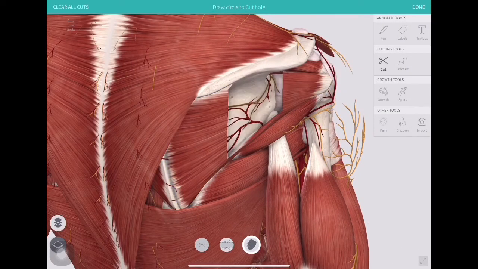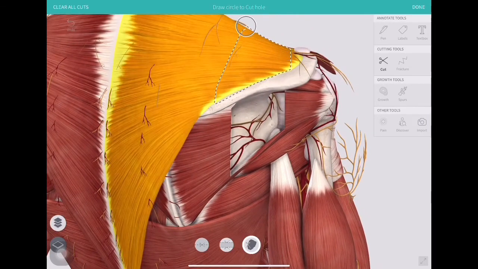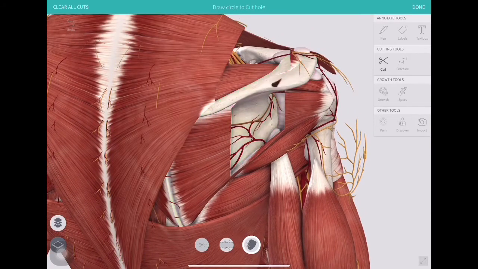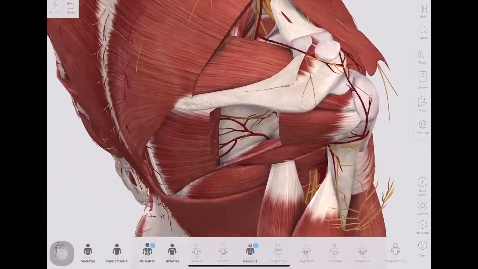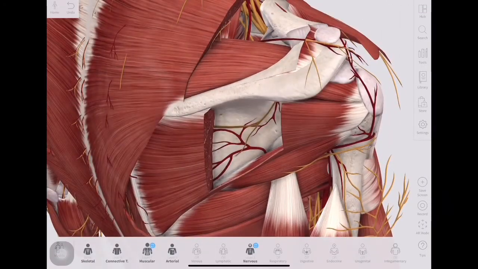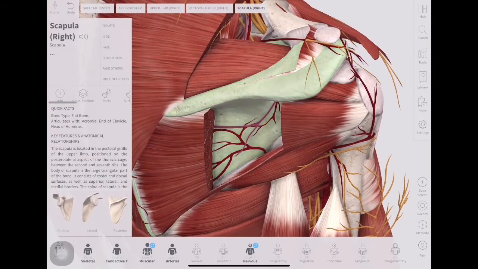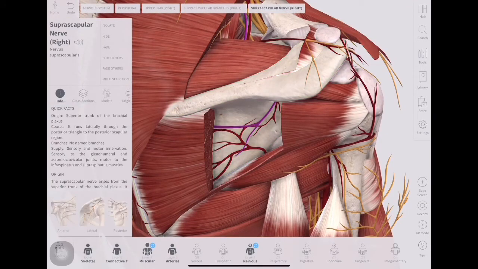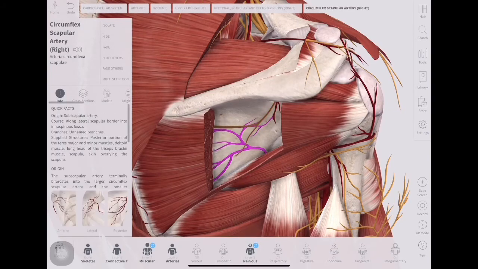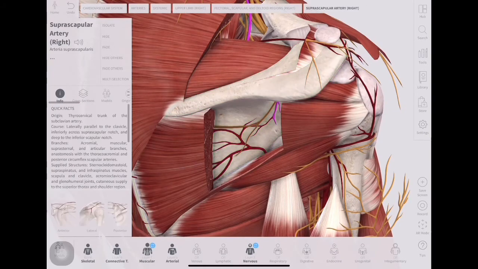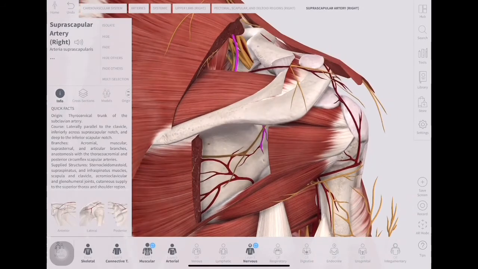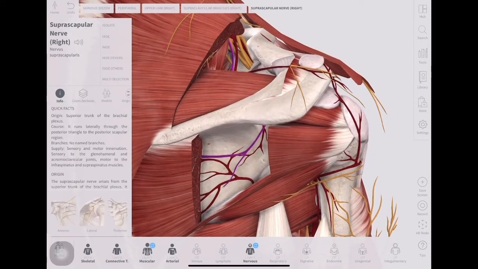Cutting away portions of the infraspinatus and supraspinatus muscle will expose the suprascapular nerve and artery that courses inferiorly to the suprascapular ligament to enter the supraspinatus fossa. This nerve is from the superior trunk of your brachial plexus. This will supply the sensory innervation to the glenohumeral and acromioclavicular joint and motor innervation to your infraspinatus and supraspinatus muscles.